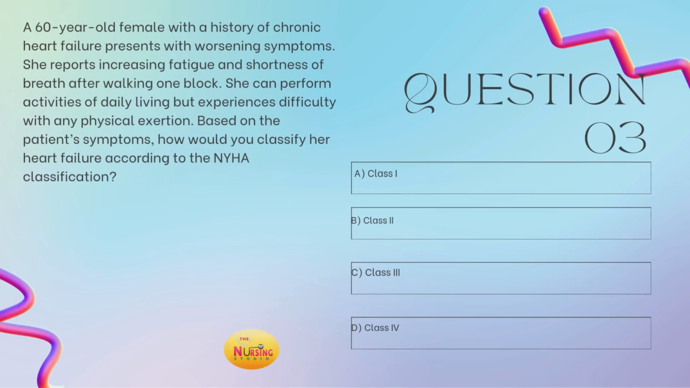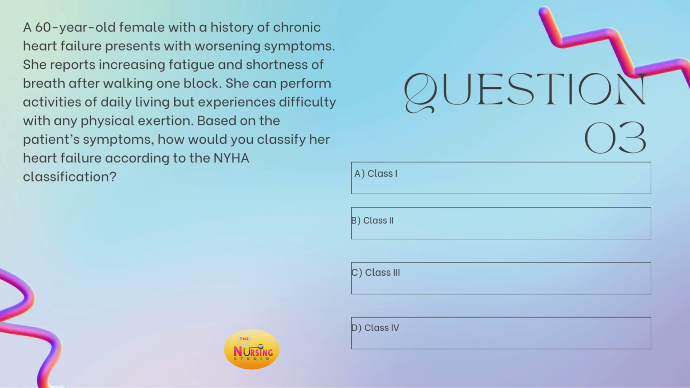All right, and question number 3. A 60-year-old female with a history of chronic heart failure presents with worsening symptoms. She reports increasing fatigue and shortness of breath after walking 1 block. She can perform ADLs but experiences difficulty with any physical exertion. Based on the patient's symptoms, how would you classify her heart failure according to the NYHA classification? Is it A class 1, B class 2, C class 3, or D class 4? Take a moment, tell me what you got in the comments, y'all.